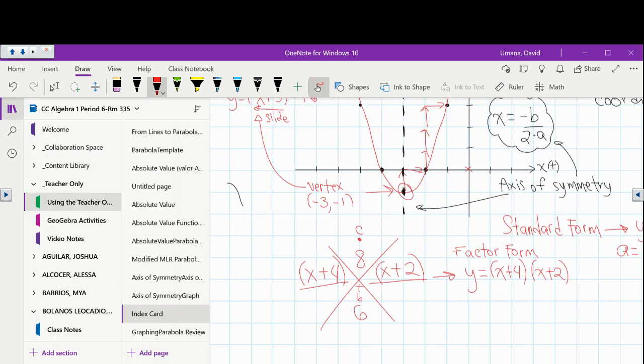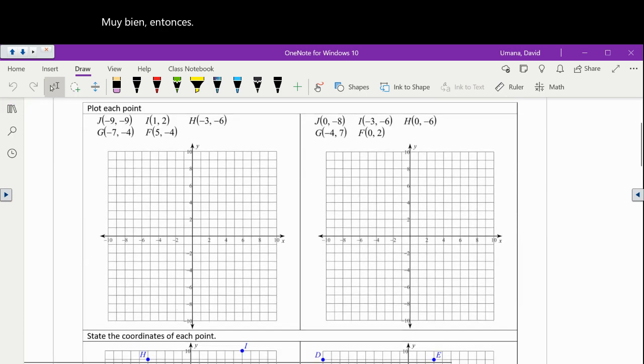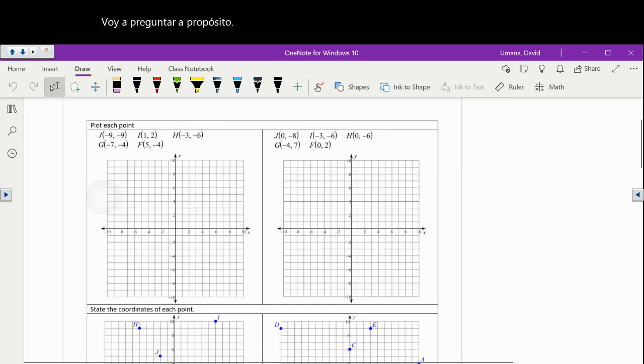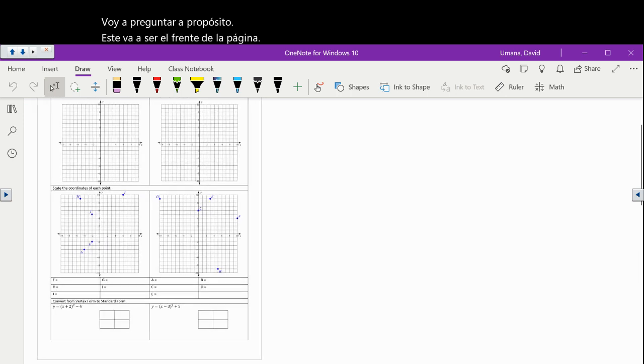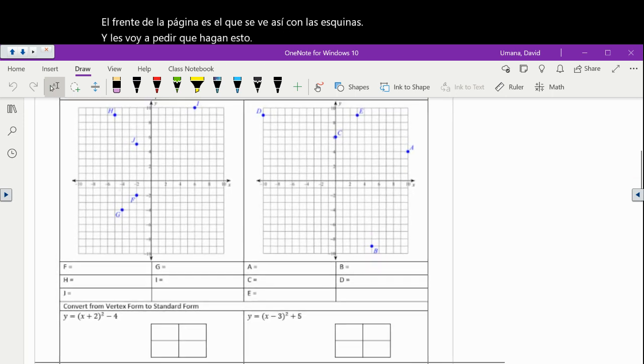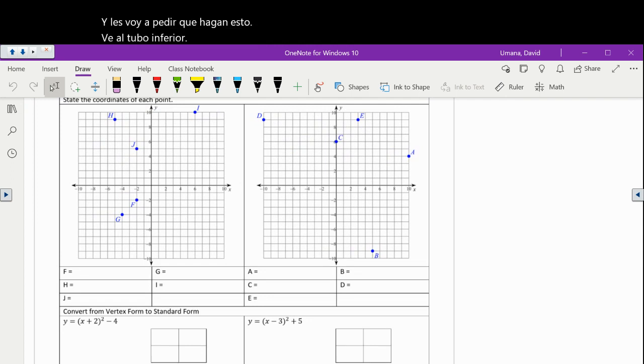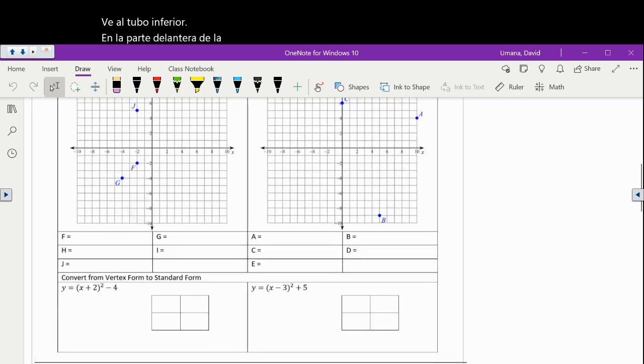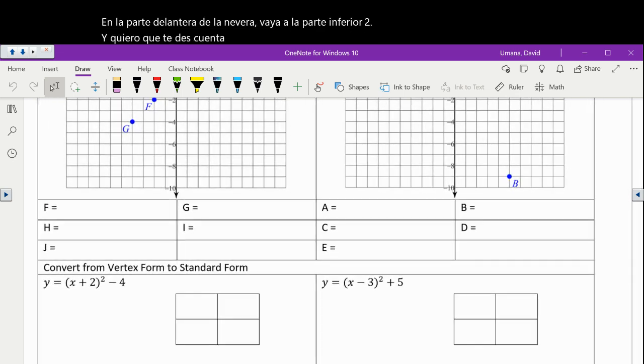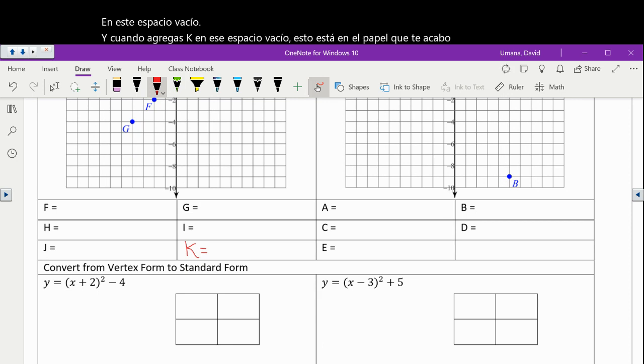All right, so I'm going to purposely ask, this is going to be the front of the page. The front of the page is the one that looks like this with the coordinates. And I'm going to ask you to do this. Go to the bottom 2 on the front of the page, and I want you to notice where it says F, G, H, I, J. And I'd like you to add, on your paper, K on this empty space. And when you add K on that empty space, this is on the paper I just gave you, put this number.